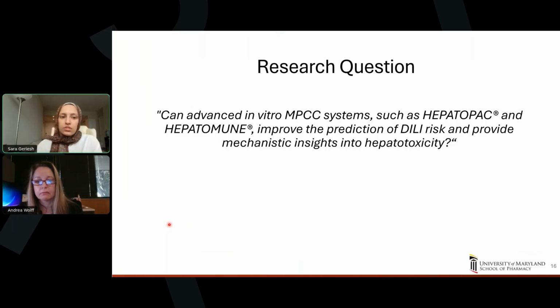So this brings up our research question, which is, can advanced in vitro MPCC models such as HEPATOPAC and HEPATOMUNE improve the prediction of drug-induced liver injury, and at the same time help us to understand the mechanism behind the toxicity?